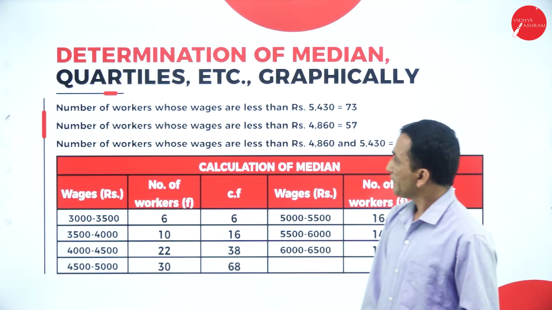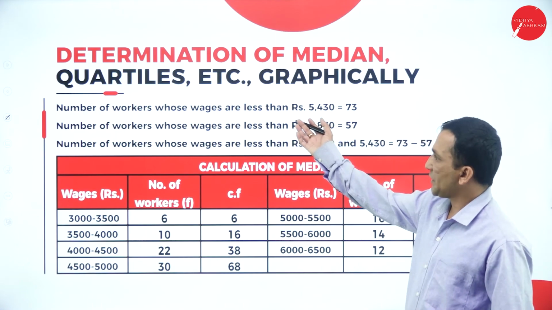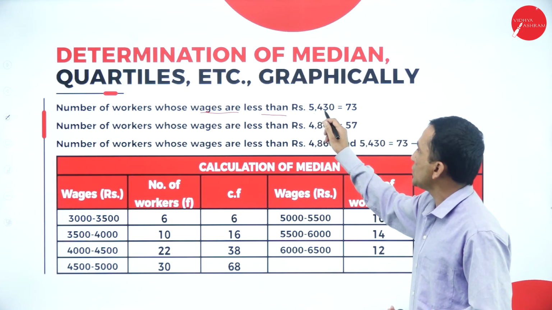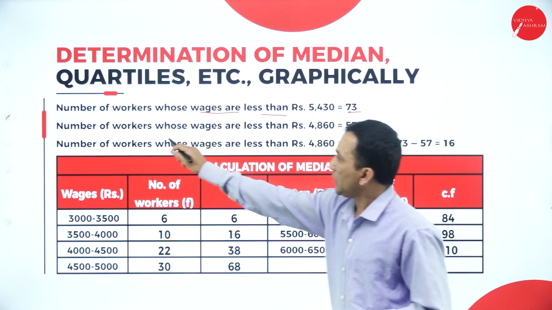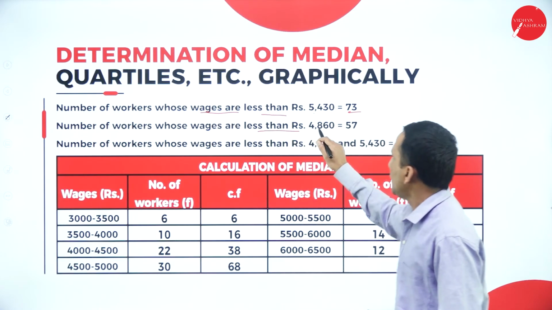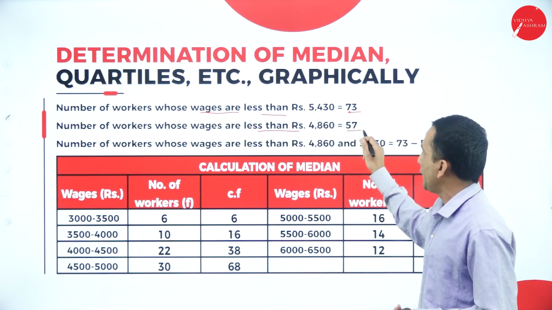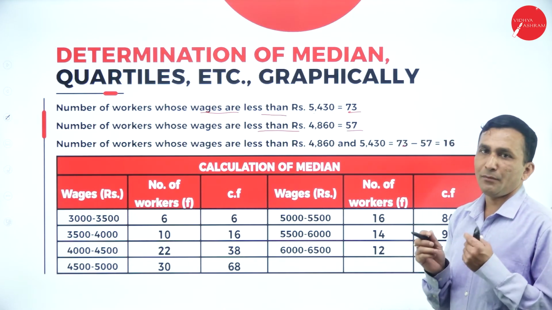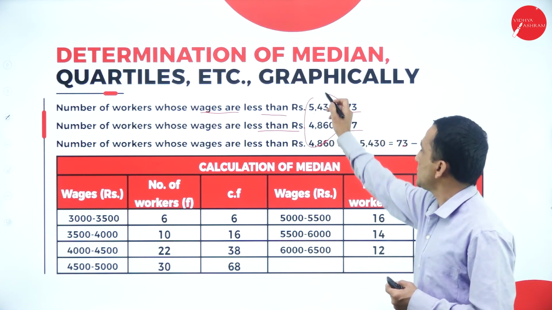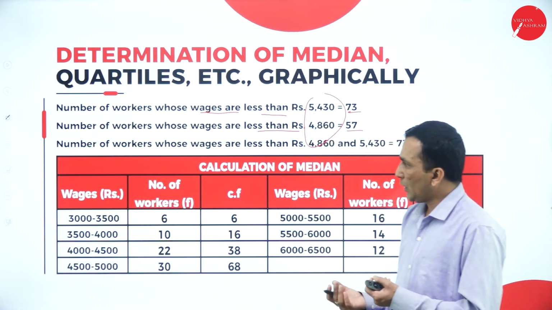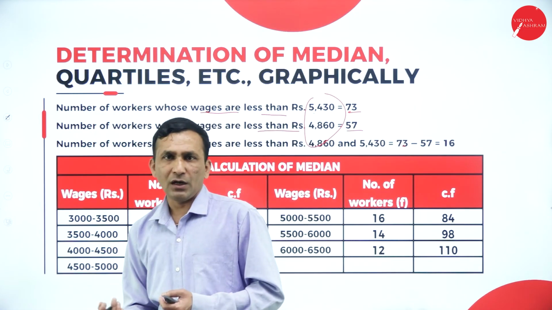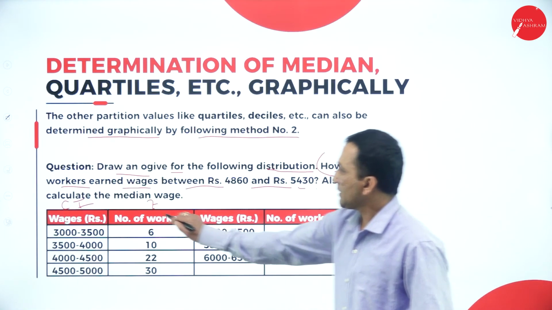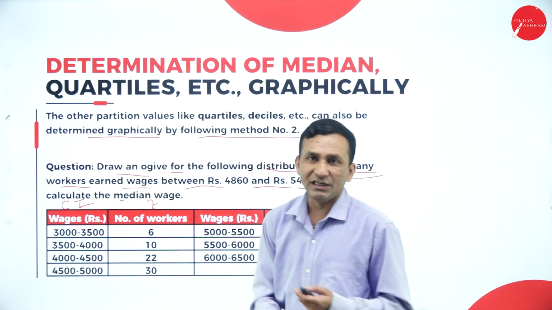Okay, moving forward. Again, in the statement I have written here, the number of workers whose wages are less than 5430 is 73. The number of workers whose wages are less than 4860 is 57. The difference, 73 minus 57, 16 workers are getting these wages. Now they told in the question to use the formula to locate the median, so I am going back to the previous slide. Here it says calculate the median wages using the formula.